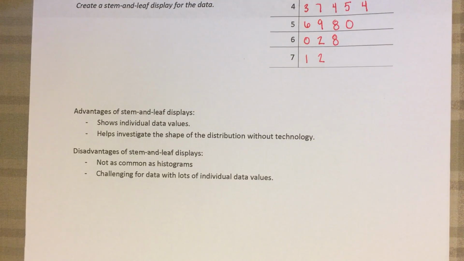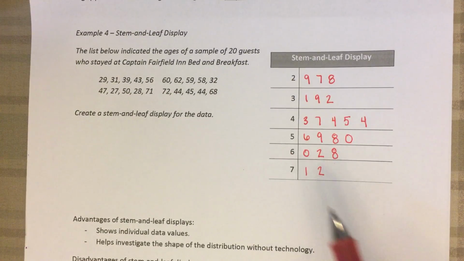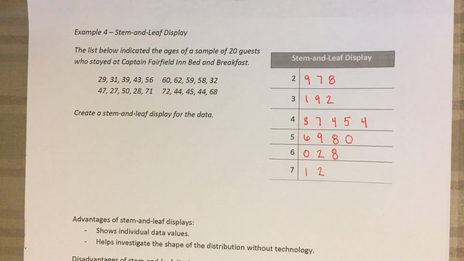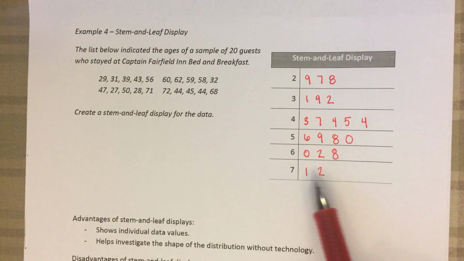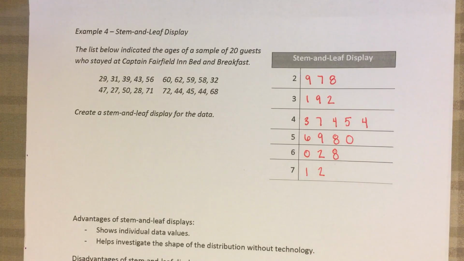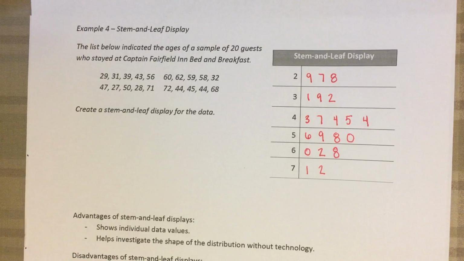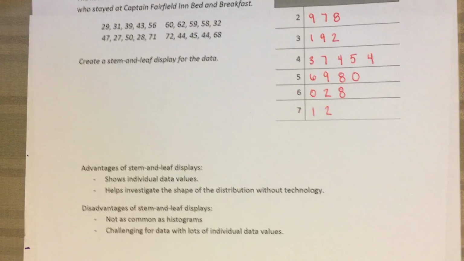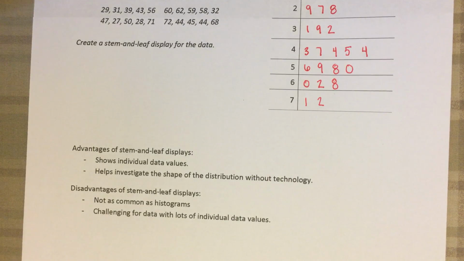So the advantages: they do show individual data values. Looking at the last one, I just left our values in the order that they appeared. We could rearrange these and put each of our leaf values in numerical order if we wanted to, and oftentimes that is done, especially if you're doing some sort of significant statistical presentation. This also helps us investigate the shape of our distribution without technology.